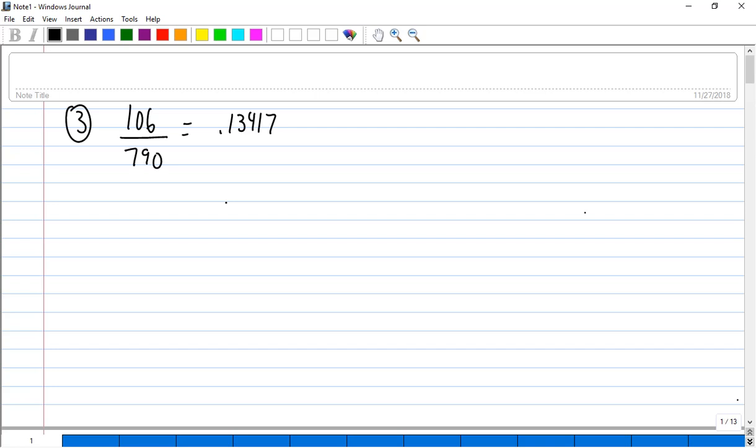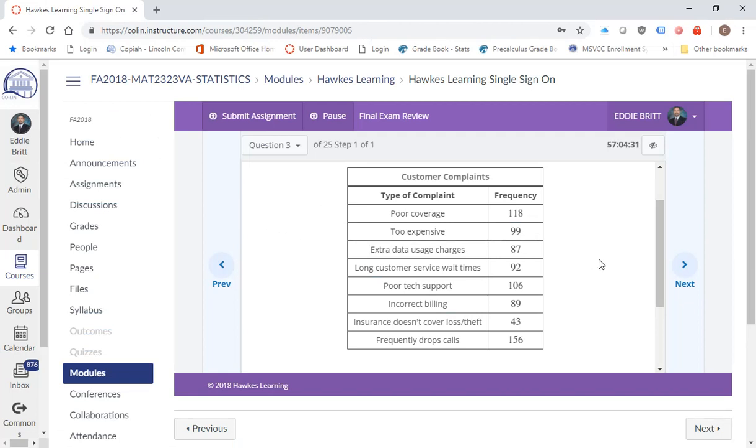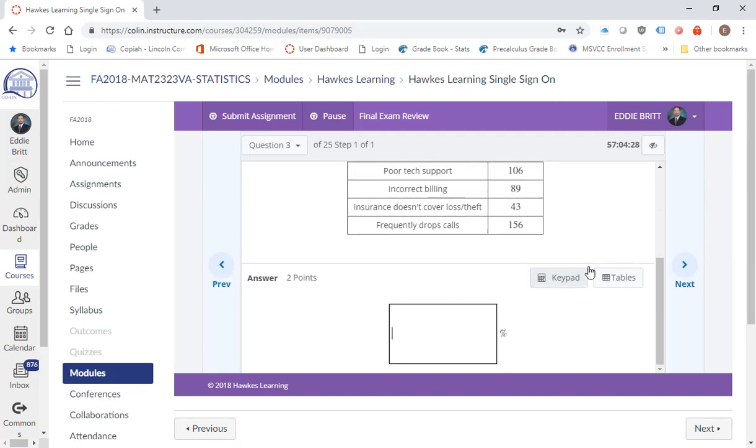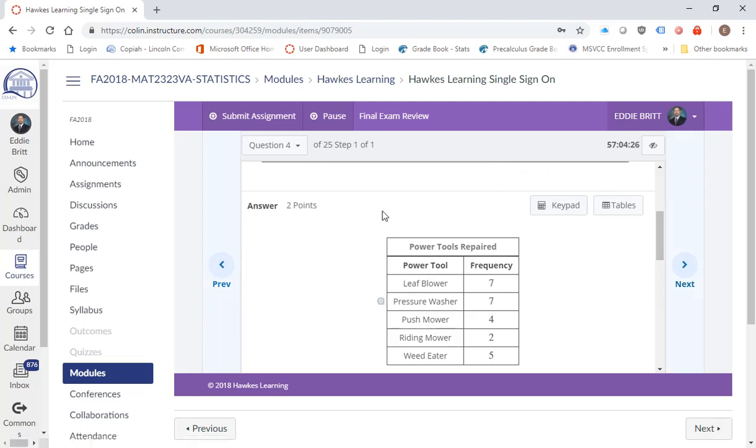If we enter it in as a percentage, this is the decimal, the percentage will be 13.417, and so on and so forth, percent. But then it says 2 decimal places, so you want to round this number right here, so that'll be 13.42%. That's what they're looking for. That's the percentage of complaints that were poor tech support. I'm just going to go on to the next problem, even though I know that's the answer.